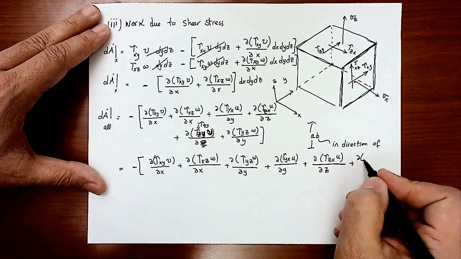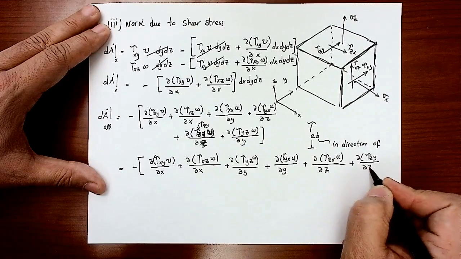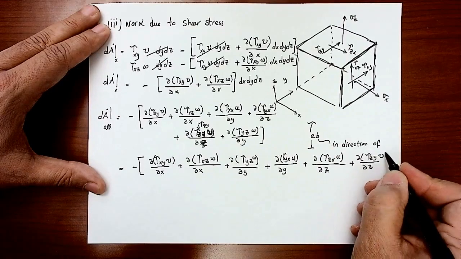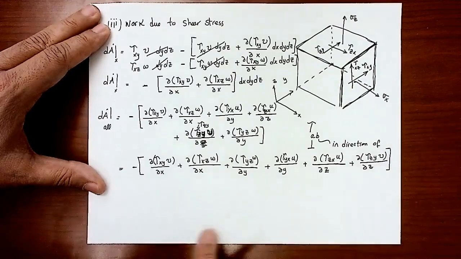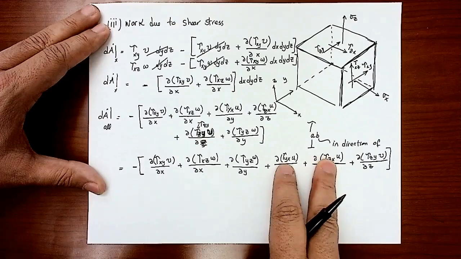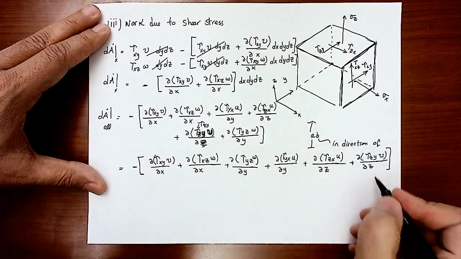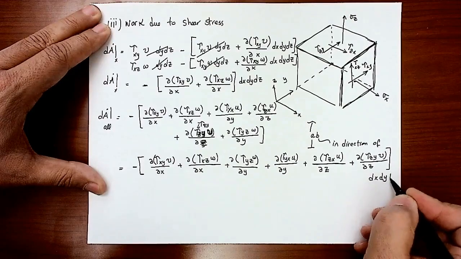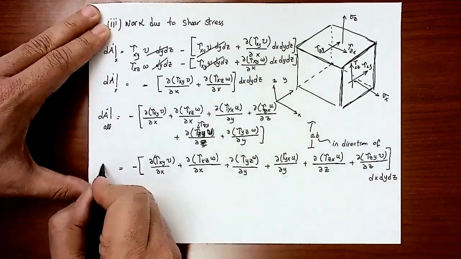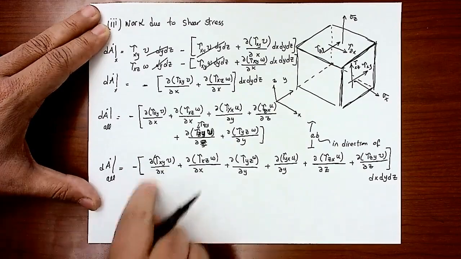It will be partial tau zy by partial z times v. So I should have now two derivatives relative to the x, two to the y, two to the z, two with the u component, two with the v component, and two with the w component, and dx, dy, dz should be outside here. So this is dA dot for all of them due to the shear.